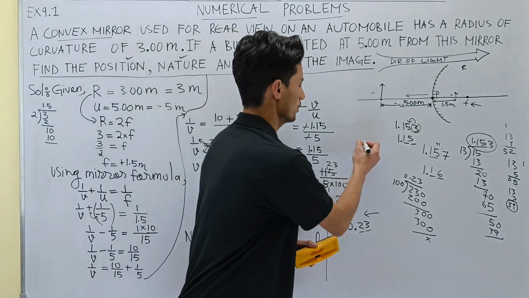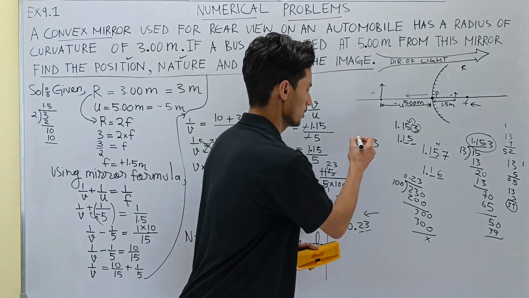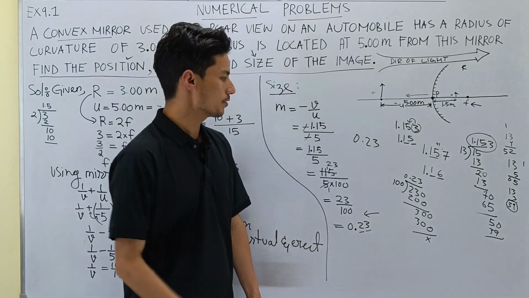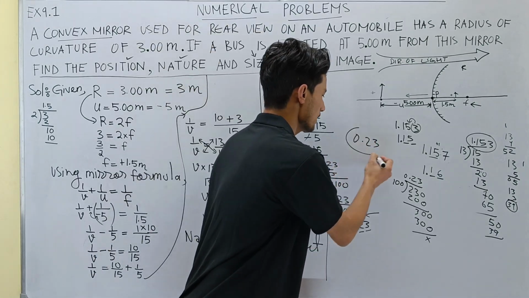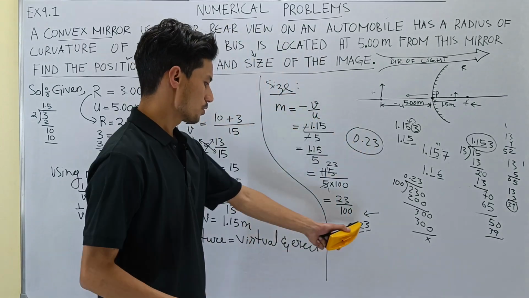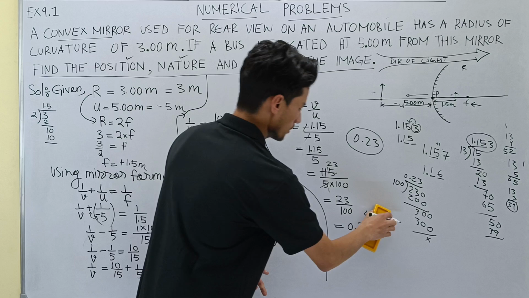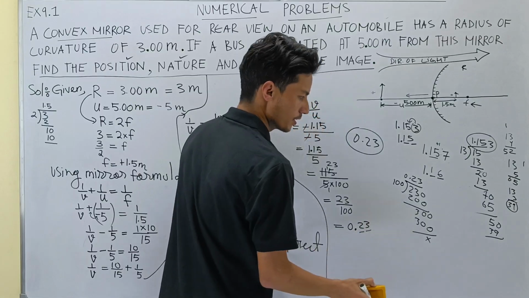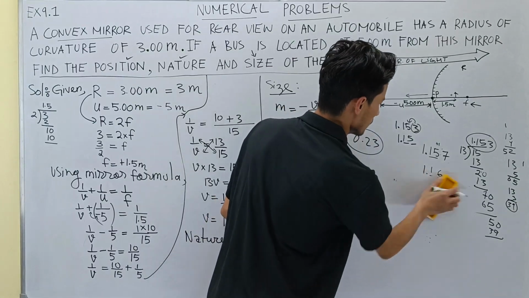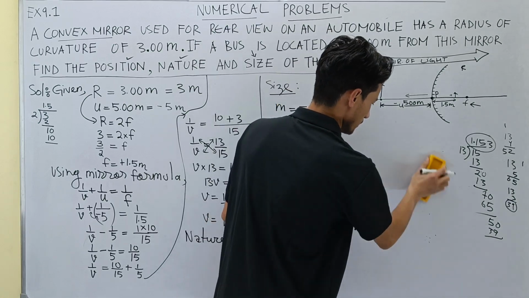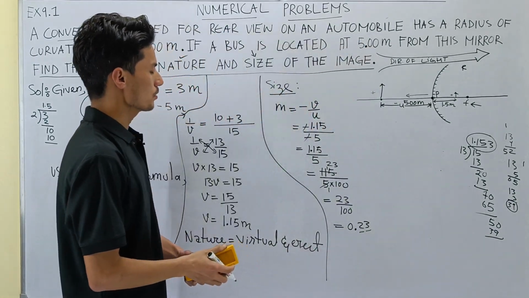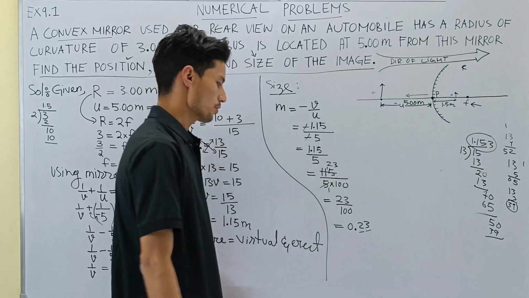Don't ever write .23 as the answer. This is wrong. Put 0. We never expose the point. It should be covered by 0. So the answer is 0.23. I hope you all got it. Let me erase this now. So the size is 0.23.